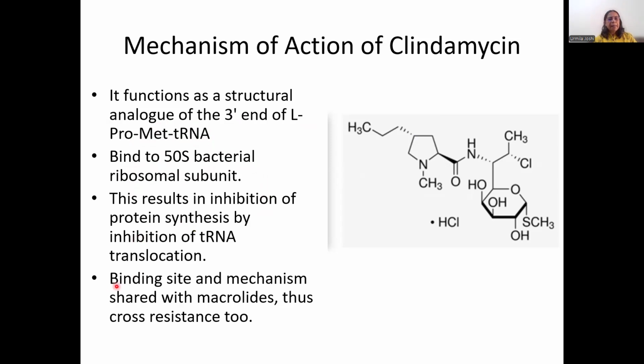Now, the binding site and the mechanism of action, that is binding to the 50S ribosomal subunit, and the mechanism of action is shared with macrolides. Macrolides include erythromycin, and other drugs. So, since the mechanism and binding site is shared with macrolides, the cross resistance is also shared with macrolides.